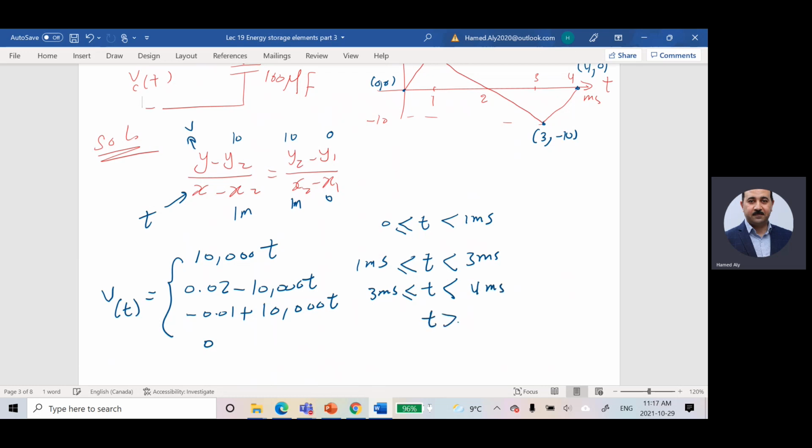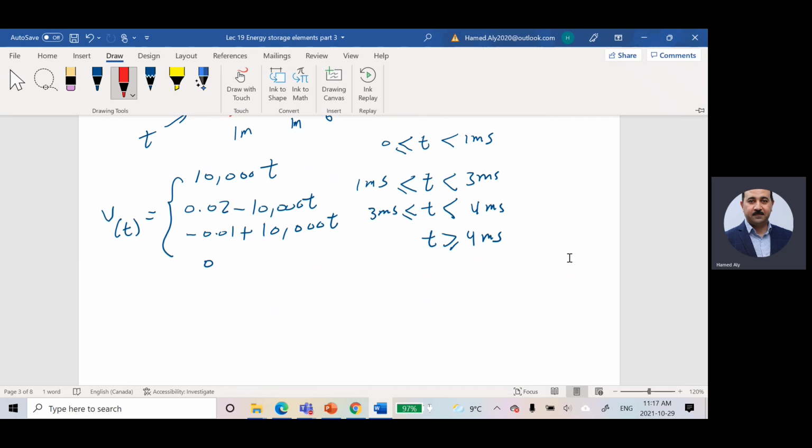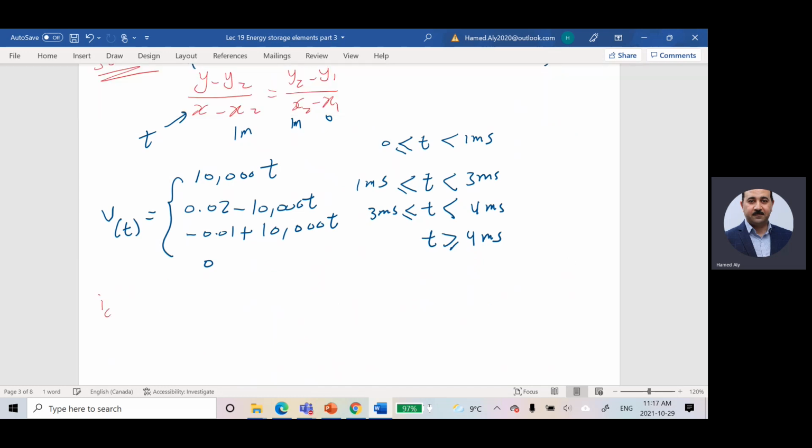And after 4 millisecond, the voltage is equal to 0. What is the next step? The next step is to substitute for finding the current. Actually, I know that the current IC of t is equal to C dV by dt. What is the value of C? The value is 100 microfarad, multiplied by dV by dt, which is equal to 10 to the power negative 4 dV by dt.